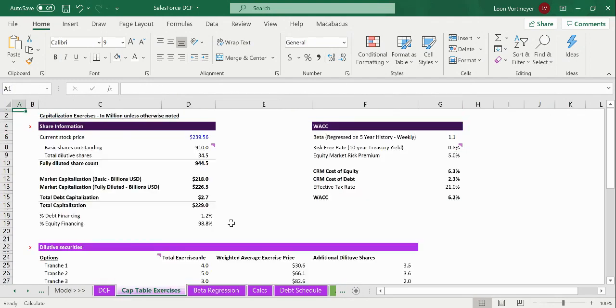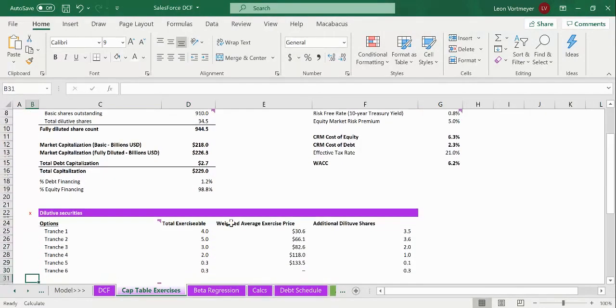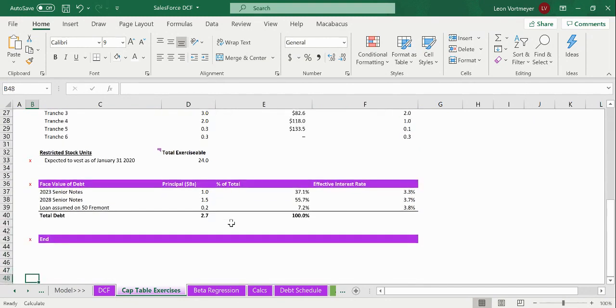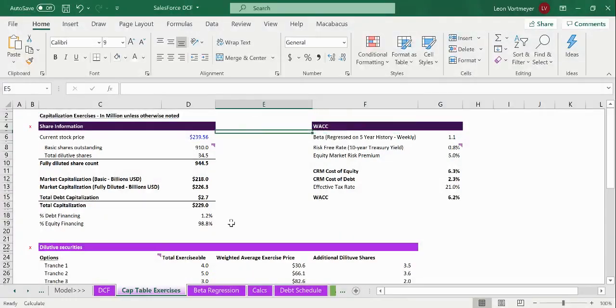And capitalization exercises are getting you familiar with the capital structure of the business. This is the tab on which we calculate WACC. I'm not going to go through all the details, but what's important here, and you'll find this at the end in the 10K notes section, are the dilutive securities. Those are several tranches of stock options as well as restricted stock units. So you have the basic share count that's on the front of a 10K or 10Q. You want to make sure that you have all the dilutive securities in that valuation as well.